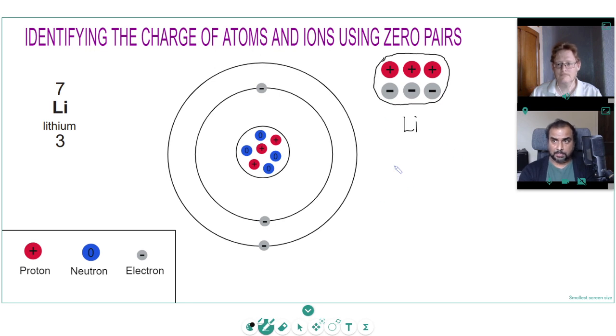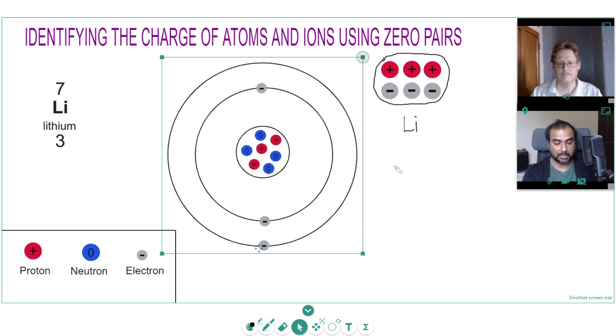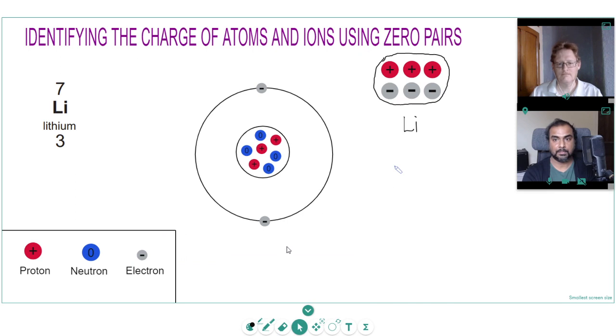Okay, so I'll just make a copy of this. And a lithium ion is formed in order to achieve a full outer shell. So in order to achieve a full outer shell, you'd have to lose an electron from this outer shell. So I'm actually going to get rid of that, the process of forming an ion. That means I must get rid of the electron on this representation as well.